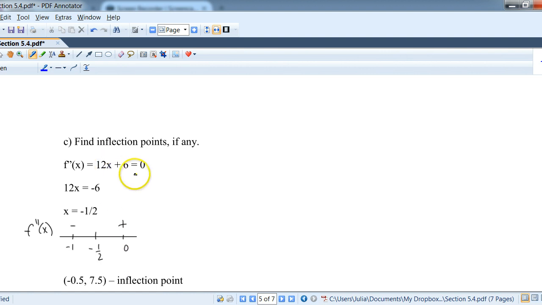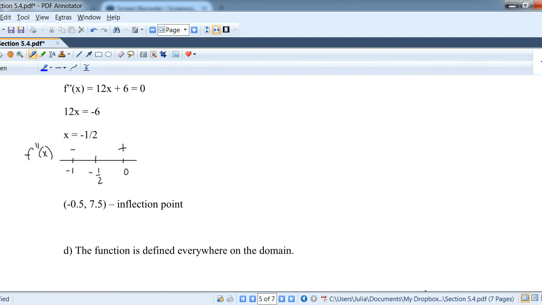If you plug in -1, you'll get -6 in the second derivative, so it'll be negative, concave down. And if you plug in 0, you'll get +6, which is positive, concave up. So the point is -0.5, 7.5. Again, I got this from the table, or you can plug it in, but it is an inflection point.